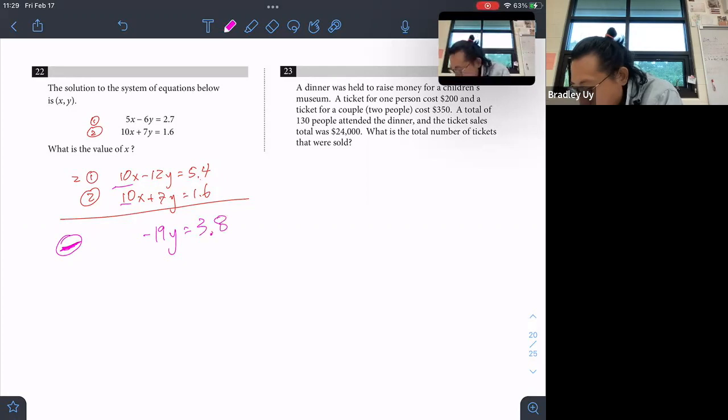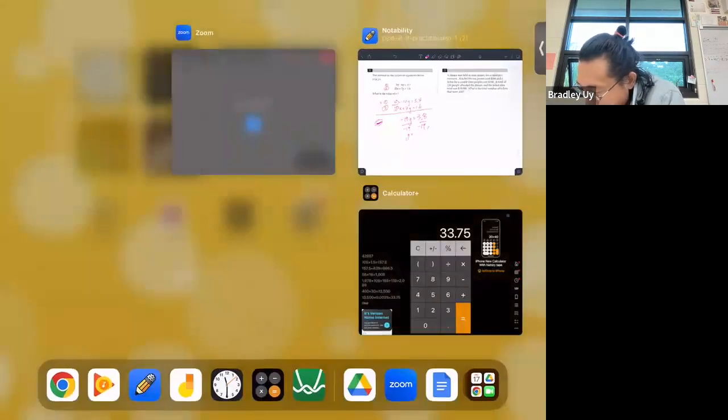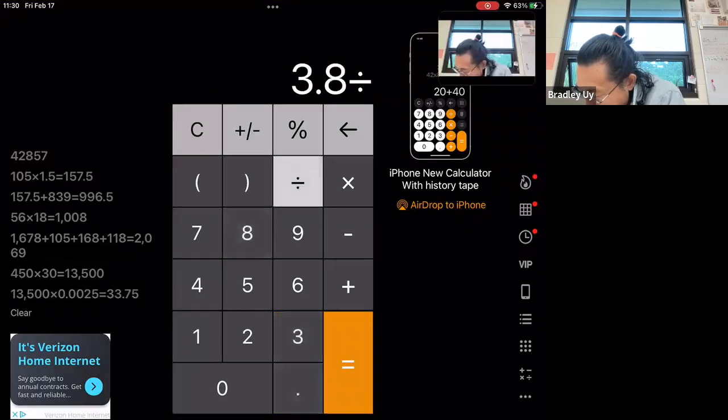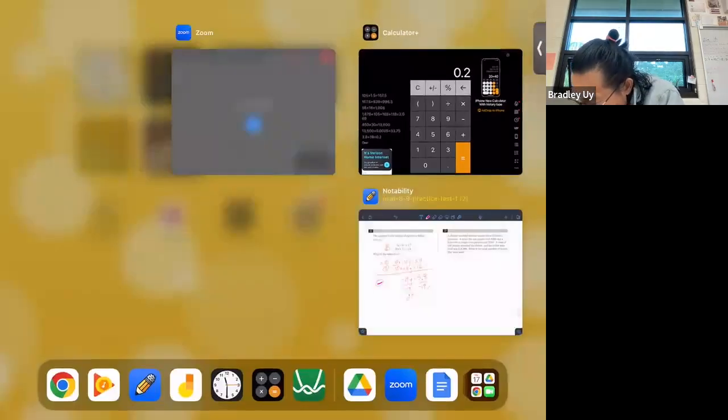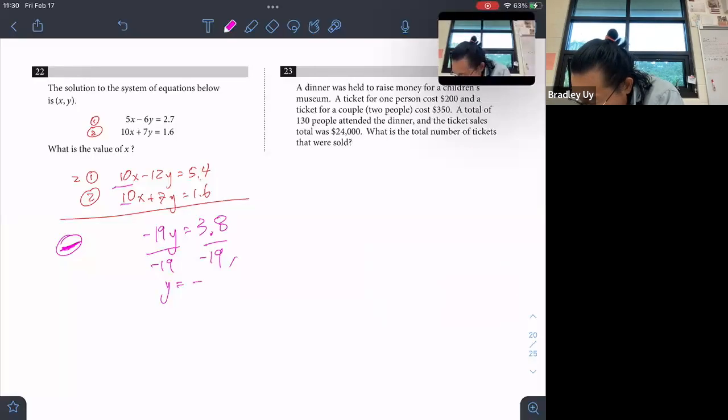After you divide by negative 19, these numbers look a little strange, but these are correct. 3.8 divided by negative 19. I know the answer is negative 3.8 divided by 19, I will get 0.2. So the y value is negative 0.2.